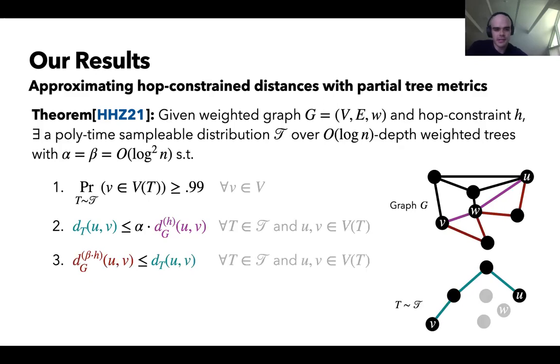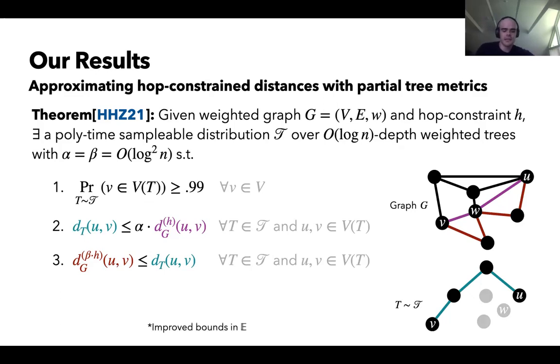And that's what the third point is. This will say not only are the distances in the tree not much larger than the hop constraint distances in the graph, but they're also at least as large. Now, the notion of at least as large is a little bit nuanced here. In particular, the distances in the tree will only be larger not than the h hop bounded distances, but larger than the beta h hop bounded distances. So notice that by looking at beta h hop bounded distances, where beta is like log squared, you're only decreasing your notion of distance because you're looking over paths consisting of at most beta h edges instead of at most h edges.